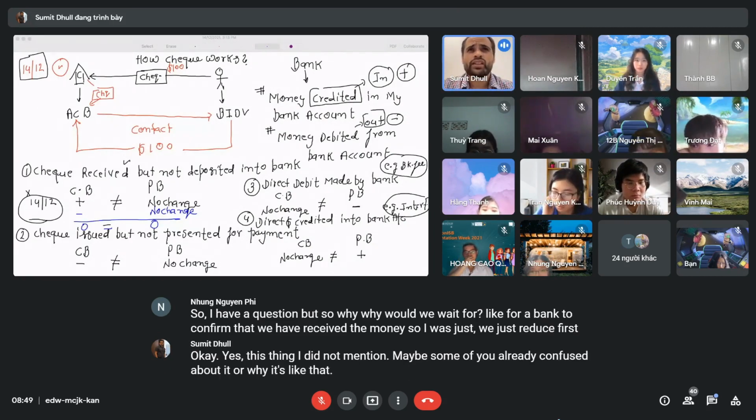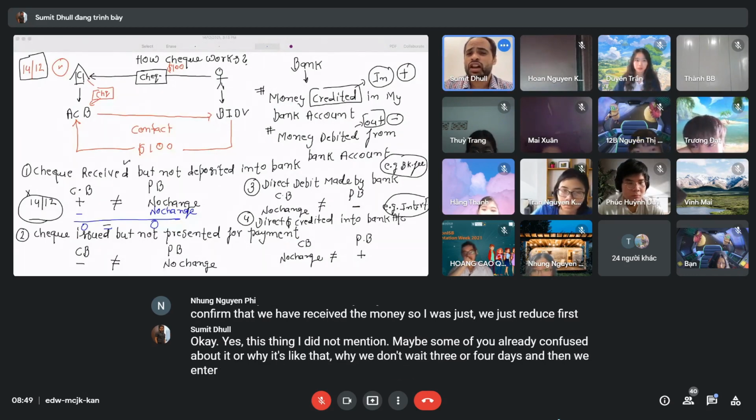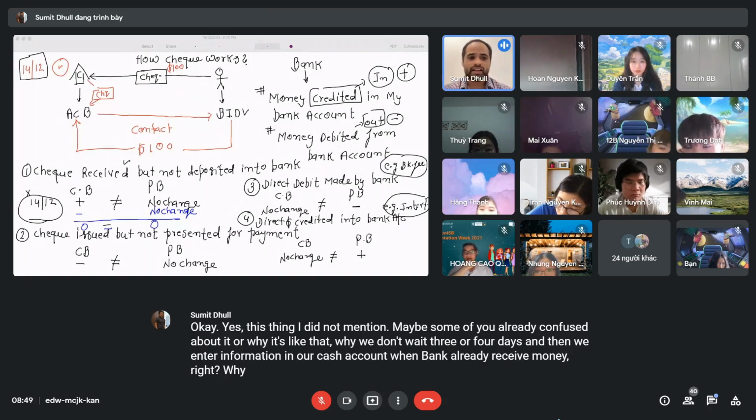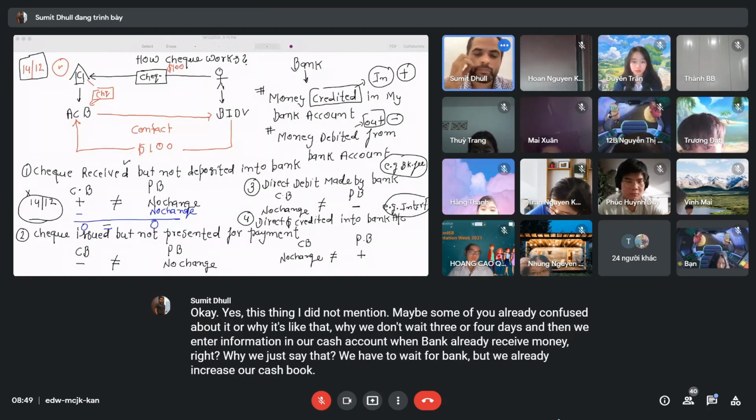Why don't we wait 3 or 4 days and then enter the information in our cash account when the bank has already received the money, right? Why do we say that we have to wait for the bank, but we already increase our cash book? Why are we doing that? Let me give you an example to explain this thing.